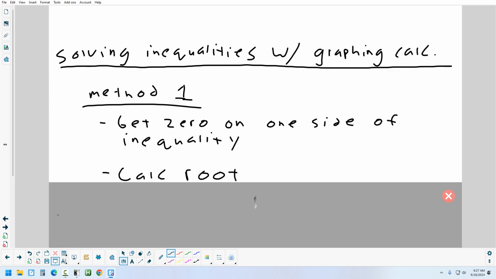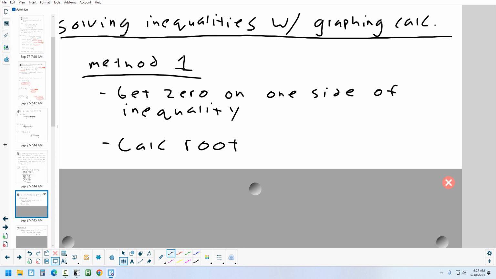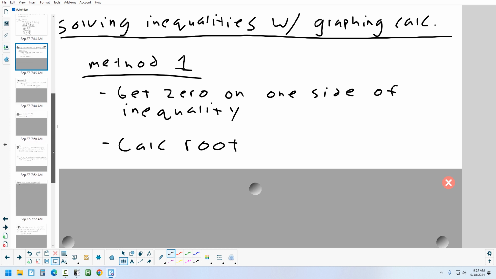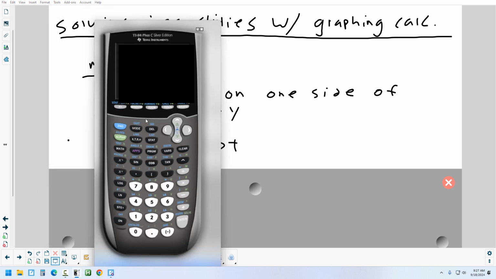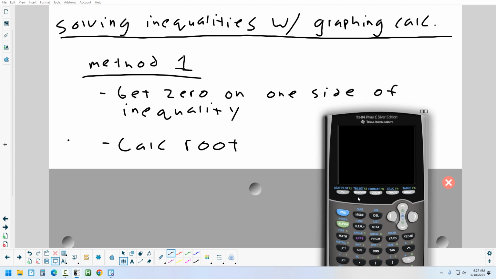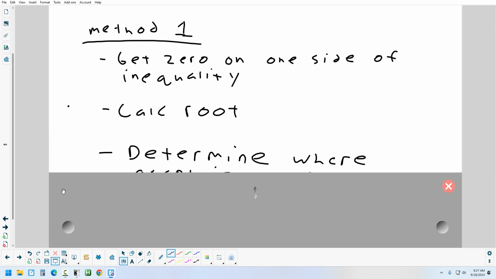All right, so let's look at a couple methods we can use to solve inequalities on the graphing calculator. Okay, so one method that we can use is almost like we're solving a quadratic. Get 0 on one side. So get everything on one side. And then calculate a root. Use second calc root.